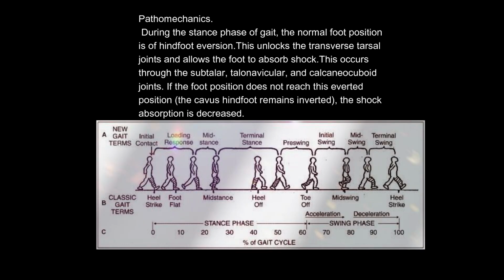Pathomechanics. During the stance phase of gait, the normal foot position is hindfoot eversion. This unlocks the transverse tarsal joints and allows the foot to absorb shock. This occurs through the subtalar, talonavicular, and calcaneocuboid joints. If the foot position does not reach this everted position, the cavus hindfoot remains inverted. The shock absorption is decreased.